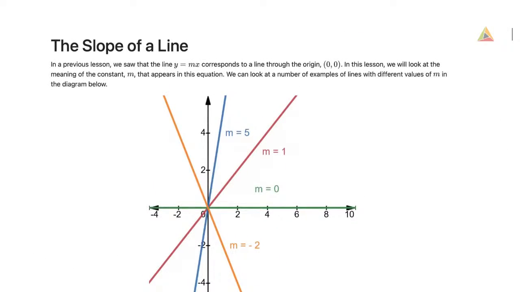So the next thing we're looking at is the slope of the line. Now, first of all, when we think of slope, I want you to associate the word steepness with that. So slope refers to how steep a line is. In the previous lesson, you might have seen this before, y is equal to mx corresponds to the line through the origin where you have the point 0, 0. In this lesson, we're going to look at the meaning of the constant m. So m means slope. That's really important that you know that that letter signifies slope. We can look at a number of different examples of lines with different values of m in the diagram below.